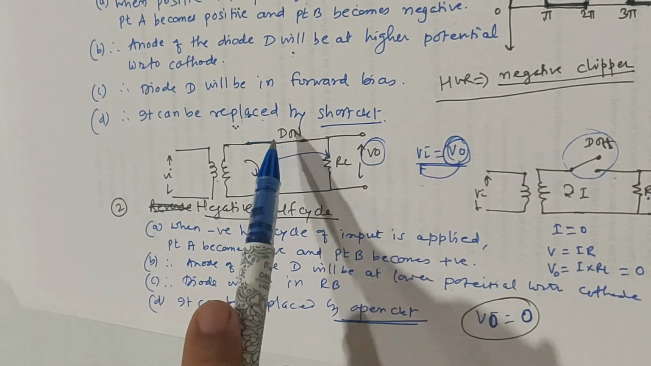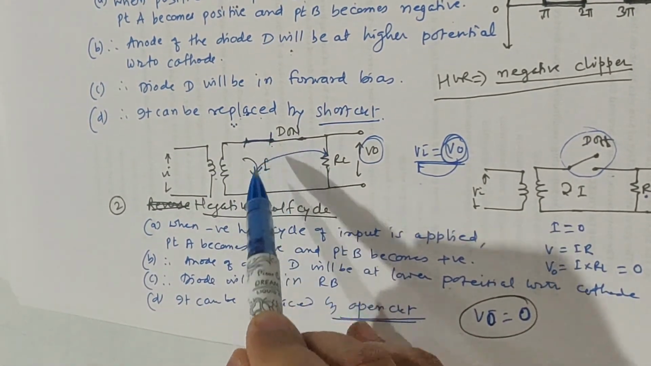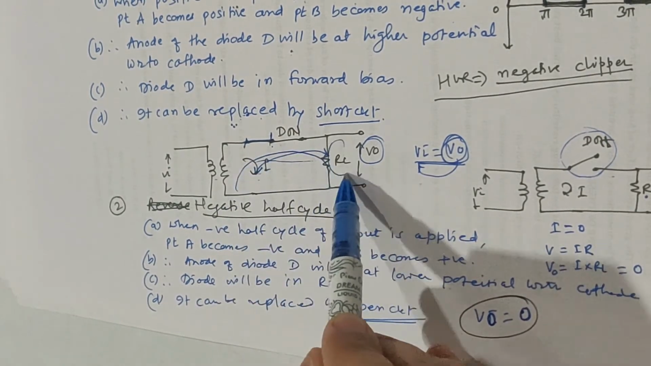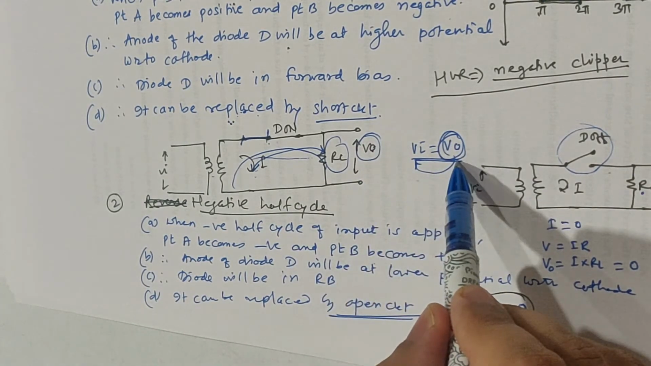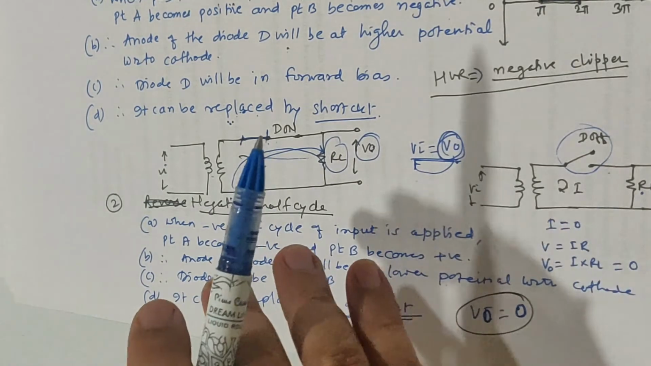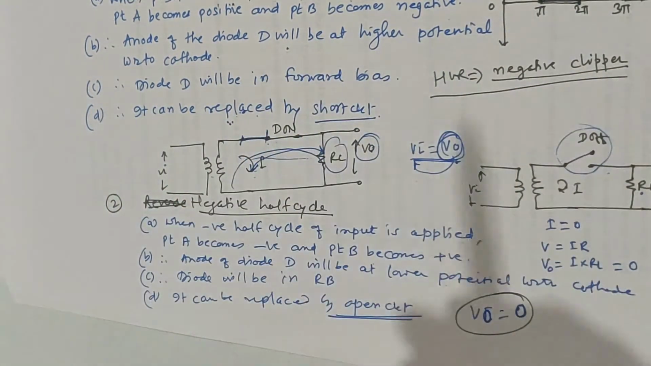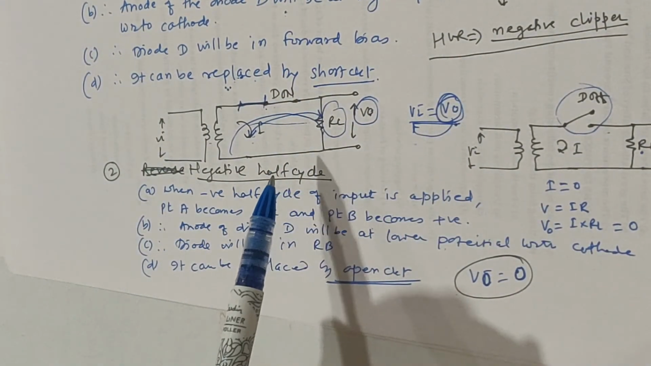Don't read it as DON. Okay, it is D-on condition. So it will be replaced by a short circuit. So therefore the current will be flowing through the RL, and therefore V0 will be equal to Vi. The entire input appears at the output, because there is no resistance in between which is stopping the input from reaching the output. And then when we apply the negative half cycle, what happens?